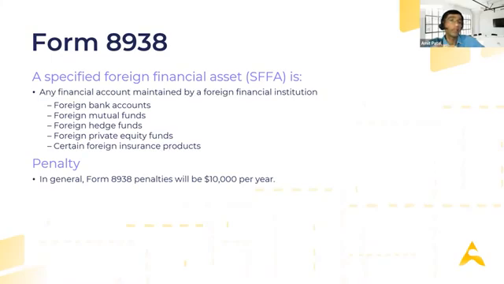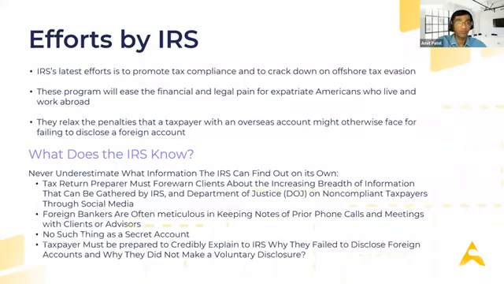As I said, it's different compared to the FBAR. So if you have any other financial assets, then those are also part of this reporting requirement. And as you see, if you miss out filing this, the penalty is $10,000. So what happens? What's the purpose of showing you all these forms before we jump into the discussion of streamlined filing?